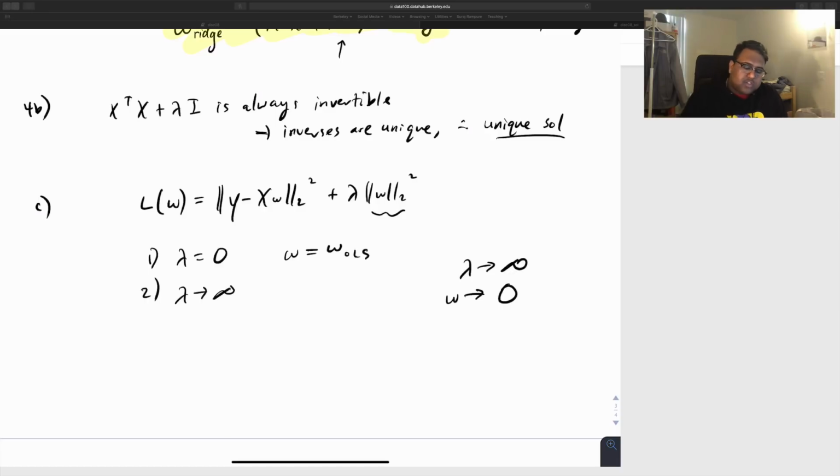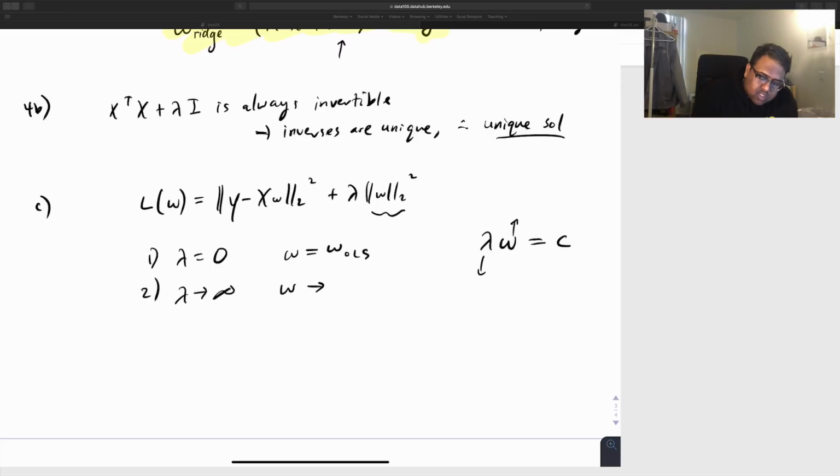Another way I like to think about it, in a very hand-wavy sense, is to pretend that lambda times w is equal to some constant. Here we're just pretending they're all scalars, but in reality, lambda is a scalar and w is a vector. If we increase lambda, in order to keep the product of lambda and w constant, we'd have to decrease w. And vice versa: if we decrease lambda, we have to increase w. You can think of w as being model complexity. So the more we increase lambda, the more we decrease w. Either way, w will approach the 0 vector.